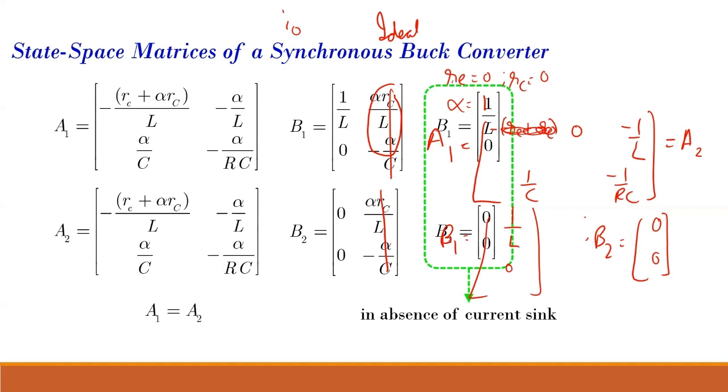Sir, alpha is the ratio of resistance. Yeah, alpha is equal to R upon R plus RC. So if I set RC to be equal to 0, then alpha will come out to be 1. So yeah, proceed.